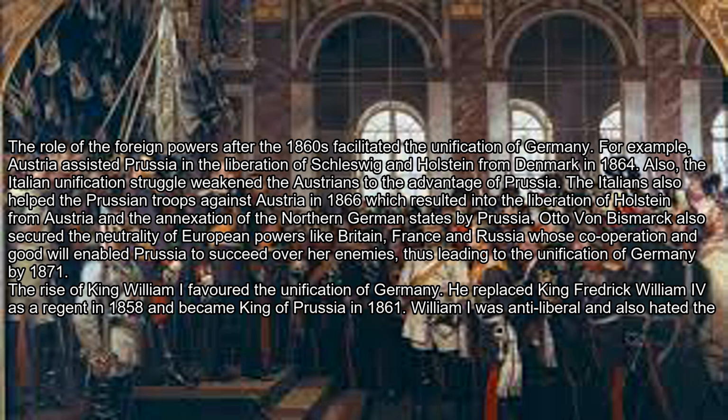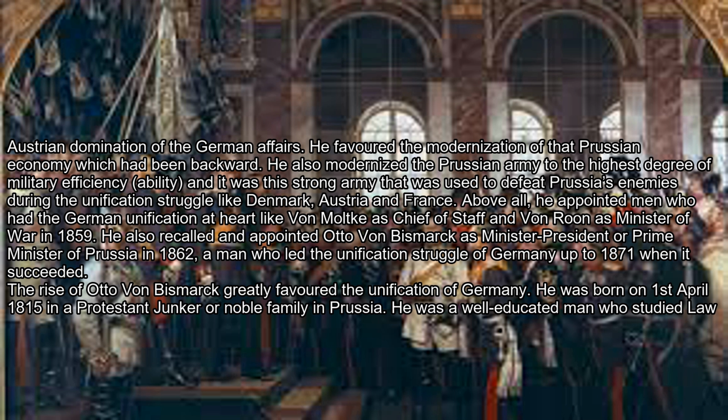The rise of King William I favoured the unification of Germany. He replaced King Frederick William IV as a regent in 1858 and became King of Prussia in 1861. William I was anti-liberal and also hated the Austrian domination of German affairs. He favoured the modernisation of the Prussian economy, which had been backward. He also modernised the Prussian army to the highest degree of military efficiency, and it was this strong army that was used to defeat Prussia's enemies during the unification struggle like Denmark, Austria and France.